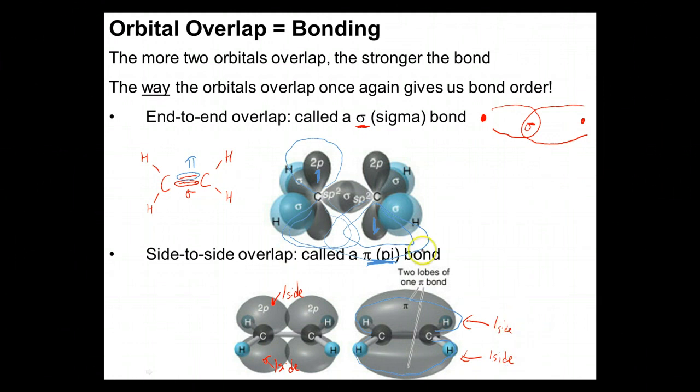So notice that when we have this, we're going to end up having this hot dog shaped s orbital here in the middle, and we're going to have this hot dog bun shaped orbital above and below it. That's going to be the second bond. Remember, the top and the bottom are parts of the same second bond.